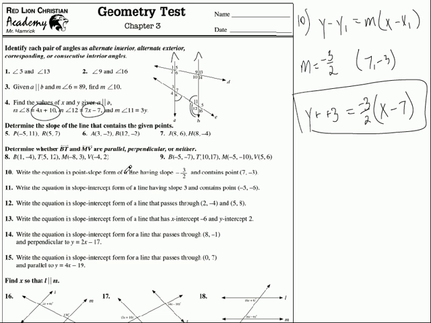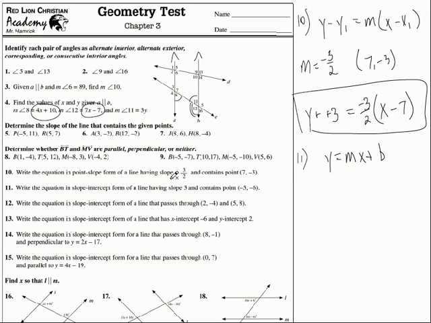So we'll do one with slope-intercept form now. So might as well just go to the next one. Number 11. It says write the equation in slope-intercept form. So what's your way of saying slope-intercept form? How do you know it? Yeah, y equals mx plus b.